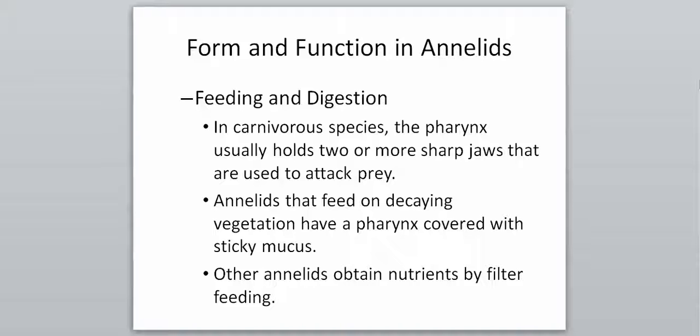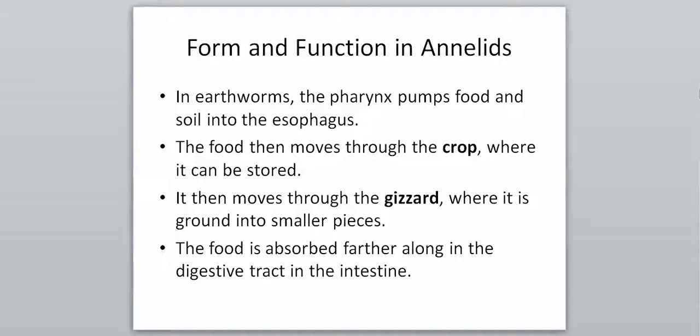And then there are other annelids that obtain nutrients by filter feeding, so just taking in everything and then spitting out what they don't use. In earthworms, we'll use this as an example, the pharynx will pump food and soil into their esophagus. So notice food and soil. This is kind of an example of filter feeding almost.